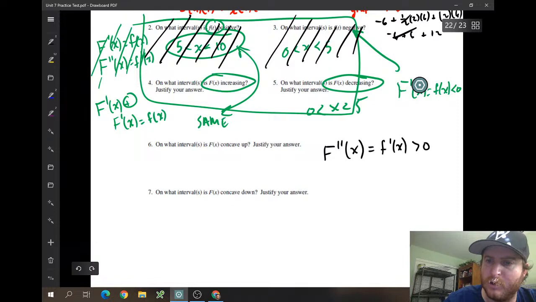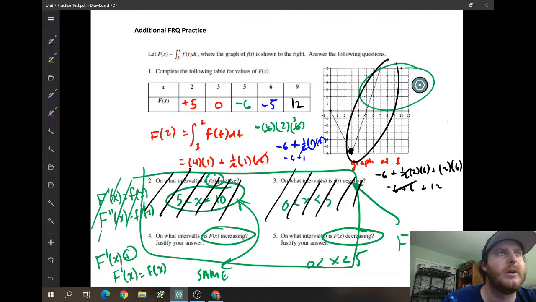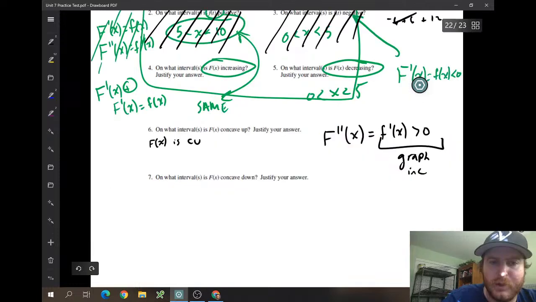Right? So this is the graph we have. That's the graph of f. So where is f prime of x positive? That's where the graph is increasing. So where is the graph increasing? It's increasing from 3 to, not to 10, but from 3 to 7. From 3 to 7. So we'd say big F of x is concave up for 3 less than x less than 7.